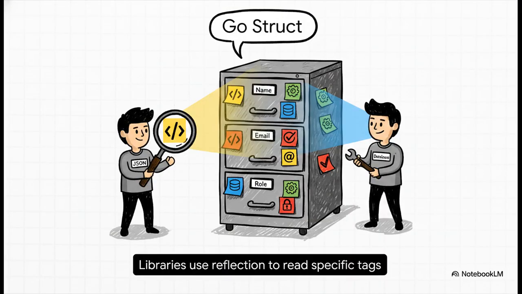Have you ever really wondered how struct tags work? Well, this is it. It's pure reflection. Think of your struct as a filing cabinet. The JSON package comes along, uses reflection to read that little JSON sticky note, and it knows exactly how to handle that field. Then your database library comes along and reads the DB sticky note. The struct itself doesn't care about the notes. They're just little pieces of metadata for other packages to find and use.